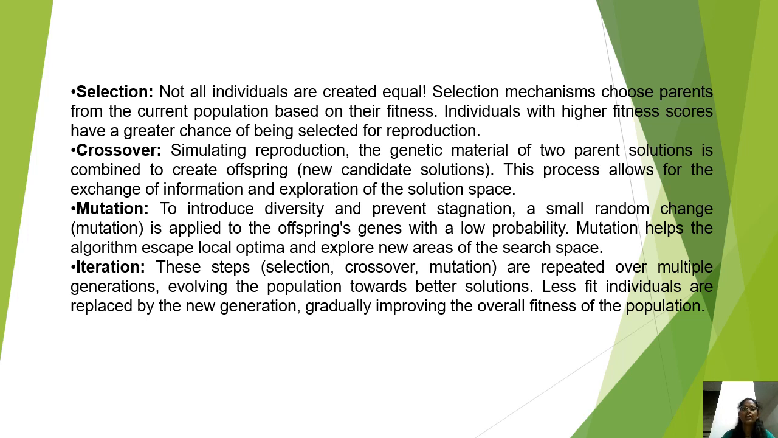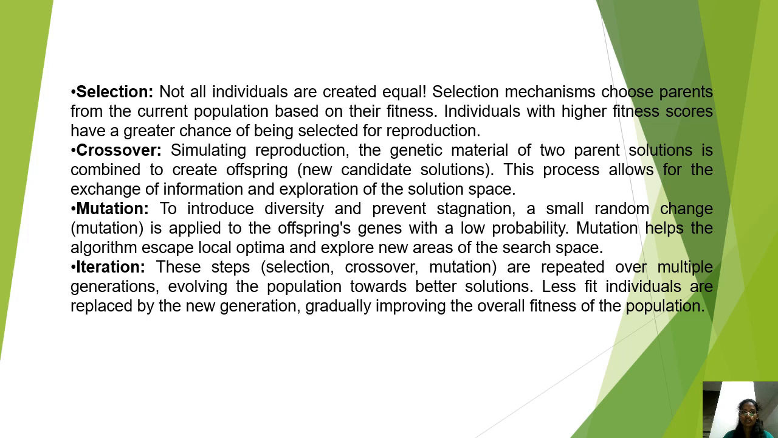Then crossover. Here the genetic material of two parent solutions is combined to create an offspring, a new candidate solution. This process allows for the exchange of information and exploration of the solution space. This is the crossover. Then mutation. To introduce diversity and prevent stagnation, a small random change, the mutation, is applied to the offspring genes with a low probability. Mutation helps the algorithm escape local optima and also explore new areas of the search space.